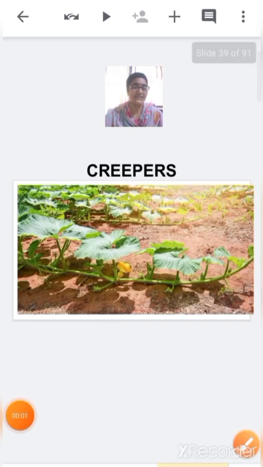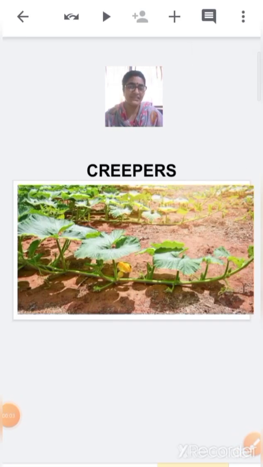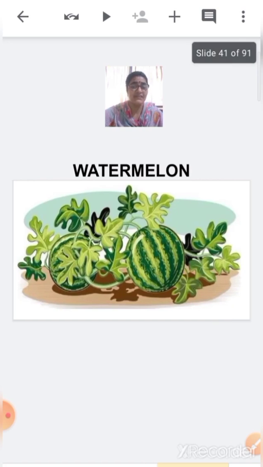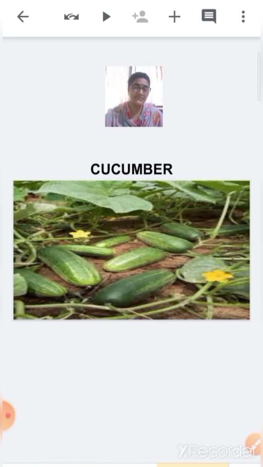The next one is creepers. Children, like climbers, creepers also have very soft stems. Okay, soft and weak stems. They can't stand on their own, so they crawl on the ground. Okay, like this. Examples of creepers are pumpkin. They grow along the ground only. Okay. Then another example is watermelon and cucumber. Okay. All these are examples of creepers.